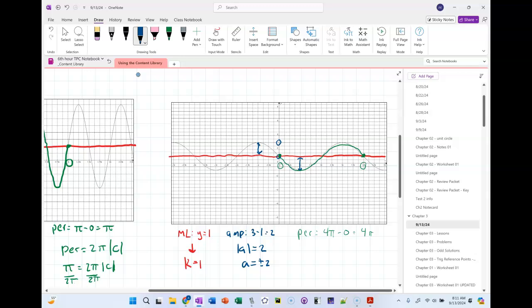So I'm going to look here at x equals 0. I'm on the midline, so I need to look at what happens immediately after. So I'm looking, aha, that's a minimum afterwards, so I know I need negative 2.